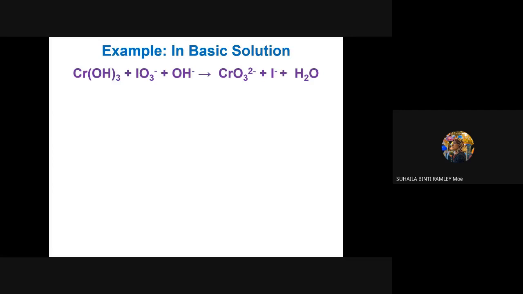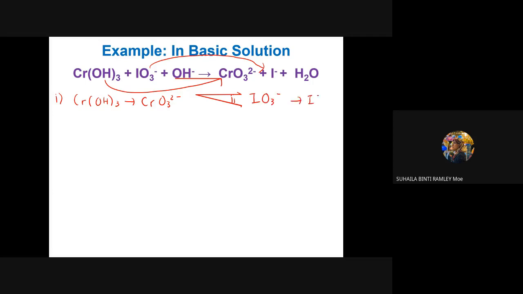Okay, for example, we have this redox equation. First step, separate into two half equations. So Cr(OH)3 to CrO3 2 minus, and IO3 minus to I minus. So first half equation, Cr(OH)3 produces CrO3 2 minus. Second half equation, IO3 minus produces I minus.